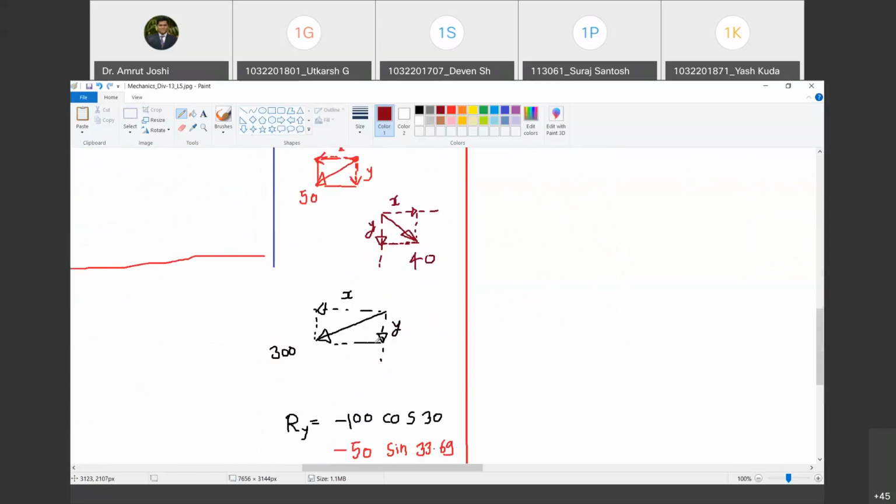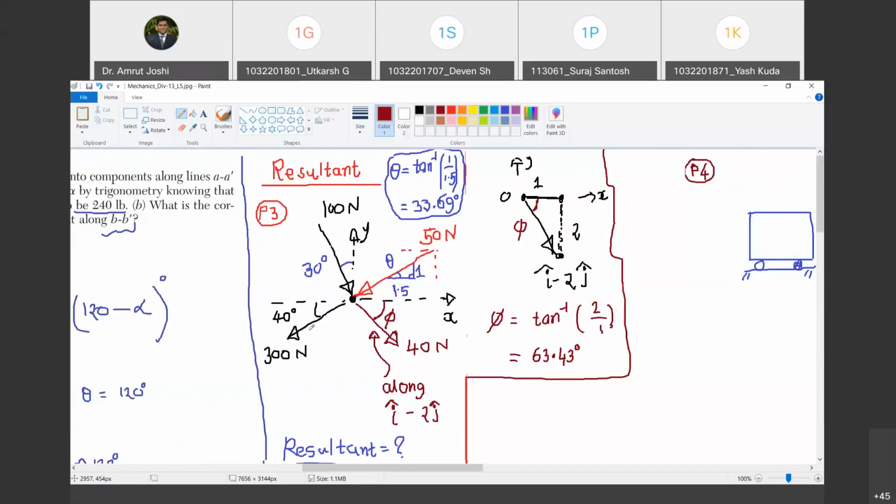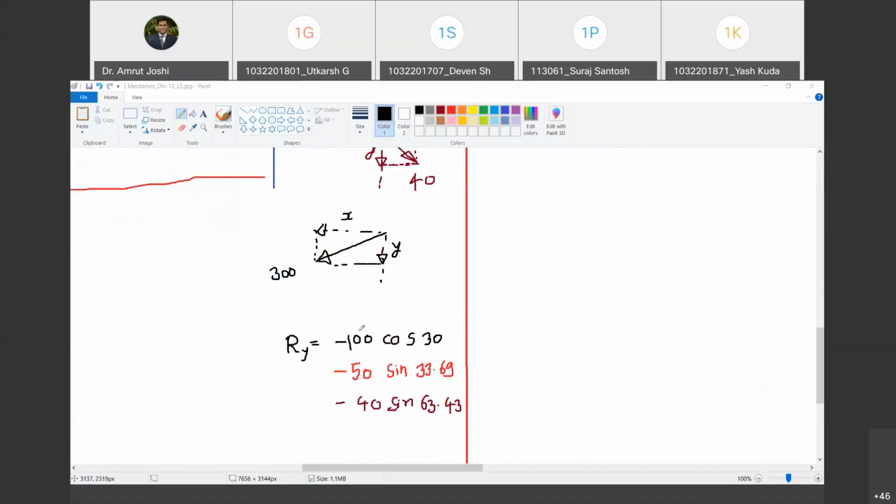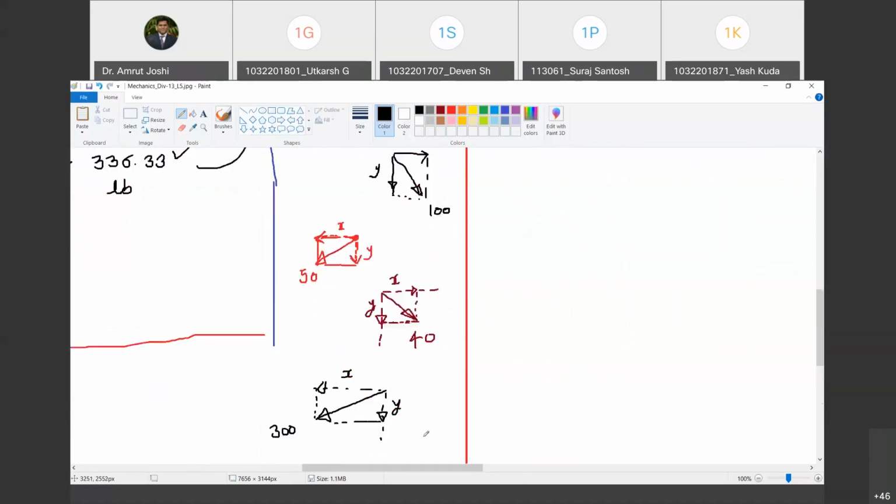Yes. Now let us go to the next component. This 300. What is its y component? Tell me. Deven. 300 sin 40 degrees. But don't forget to mention the sign. The sign is negative. Do you agree with me? Yes, sir. If anyone has a doubt, please ask. So it is minus 300 sin 40.